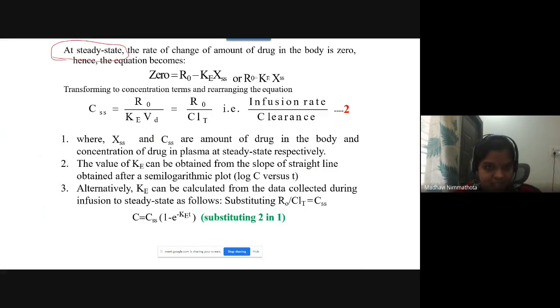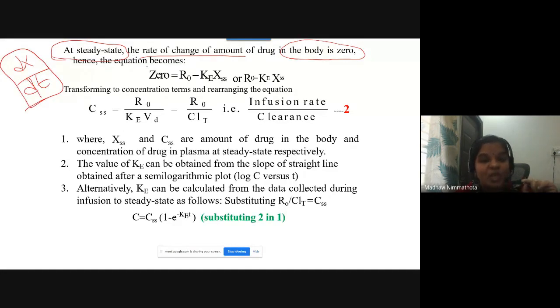At that CSS, the rate of change of amount of drug in the body is 0. What do you mean by rate of change of amount? That is dX by dt. This is the rate of change in the amount, right? So this will be 0 at the CSS.